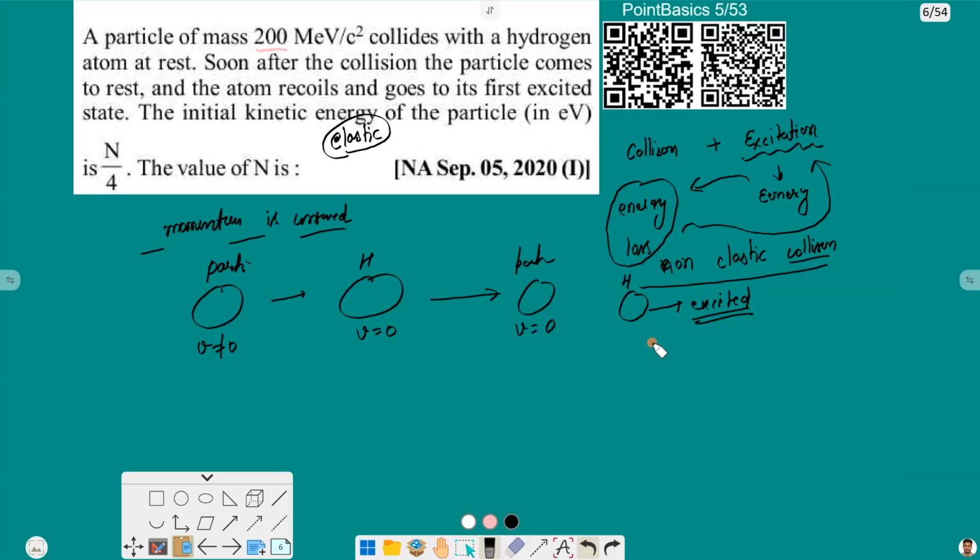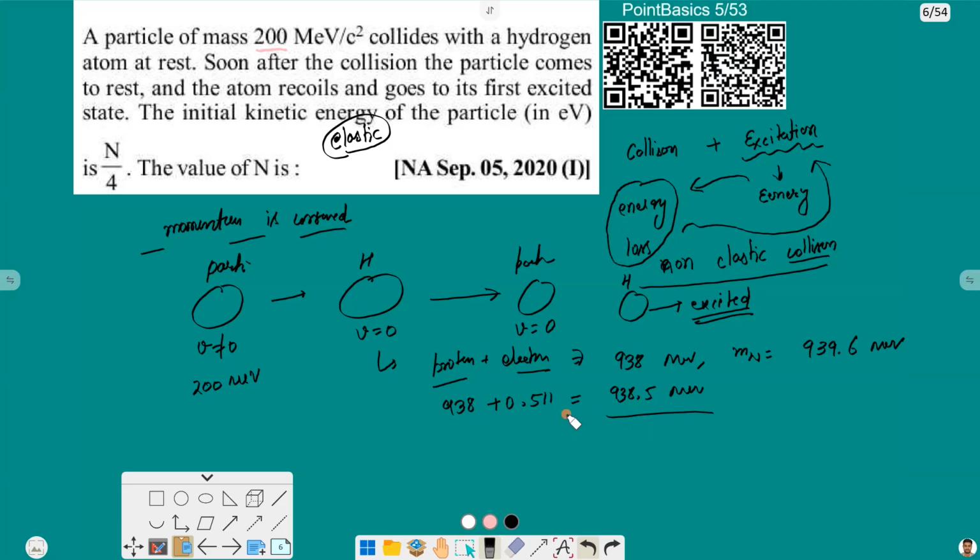For momentum conservation, we need mass and velocity. Mass of the particle is 200 MeV, 200 mega electron volt. Now coming to the hydrogen atom, we know this hydrogen atom has a proton plus electron inside it. Mass of a proton is approximately 938 MeV. Also let us remember the mass of a neutron is slightly higher, 939.6 MeV. So the hydrogen atom has a proton and electron, so its mass will be 938 plus the electron's 0.511 MeV, basically 938.5 MeV. That is the total mass of the hydrogen atom.